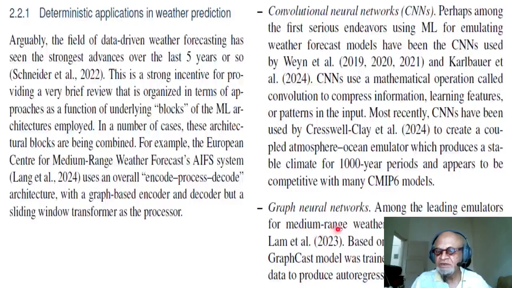Graph neural networks, among the leading emulators for medium range weather forecast, is the work by Lam et al. Based on graph neural networks, the GraphCast model was trained on atmospheric reanalysis data to produce autoregressive forecasts for up to 10 days. Autoregressive means it makes a forecast, then uses that forecast for the next level integration of the forecast. So it can keep on doing this and keep going for 10 days, which is remarkable because it does well.